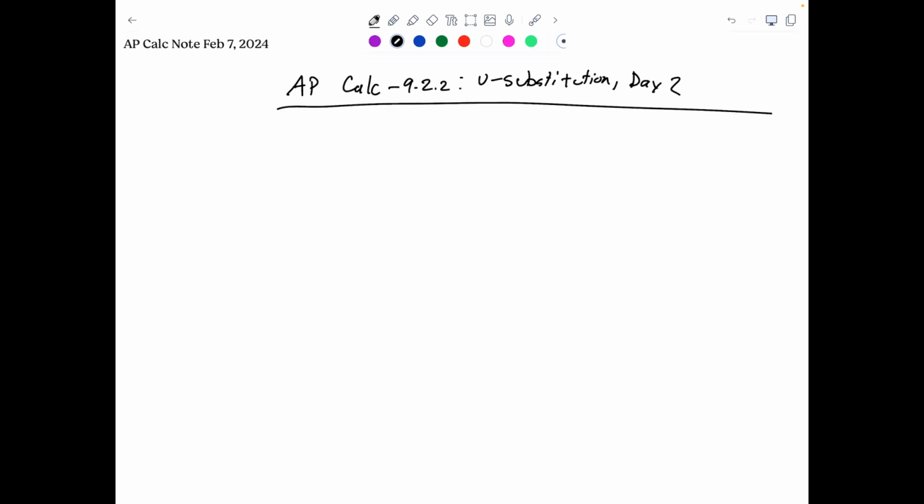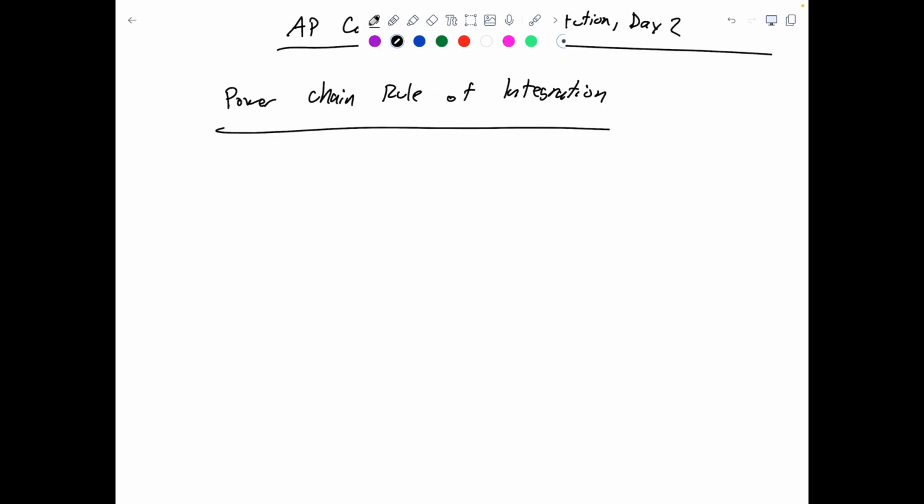So yesterday you learned what is called u-substitution, which is the power chain rule of integration. The power chain rule of integration is basically the same thing. Now, I do want to note that the power chain rule is not something you need to use all the time. Sometimes the problem is already written in a way that you can just take the integral. But you can assume that almost every problem on your homework requires it.